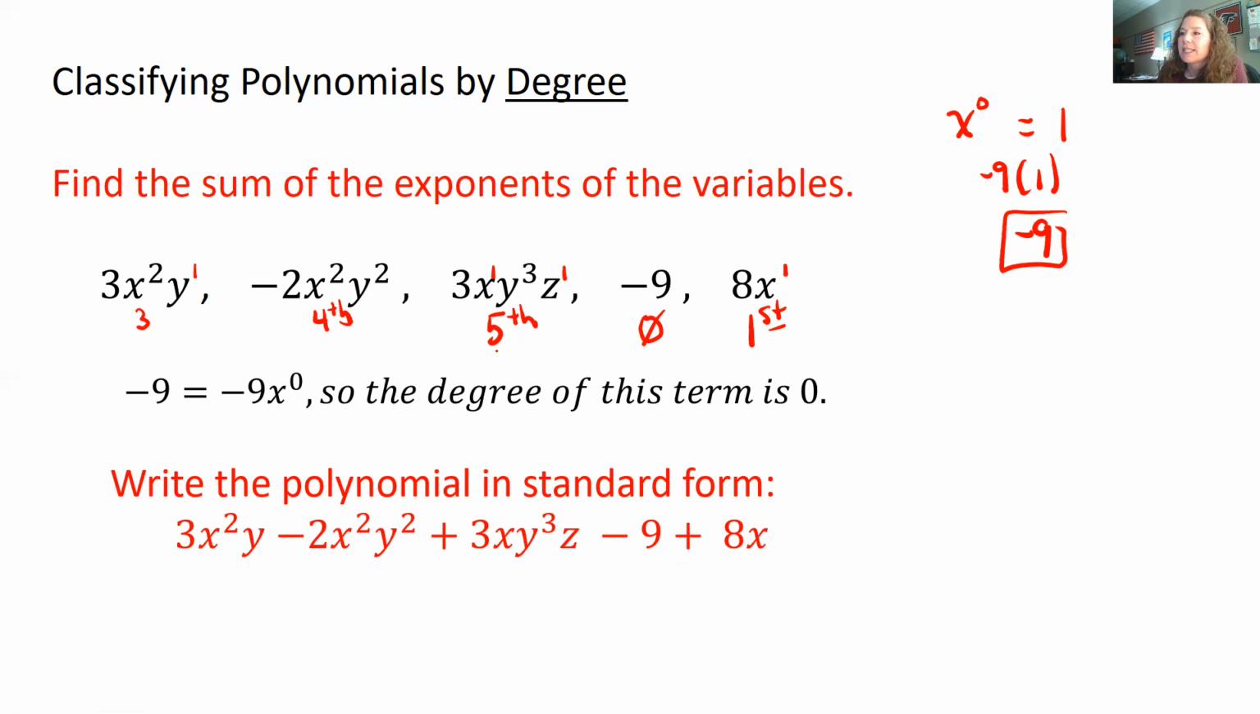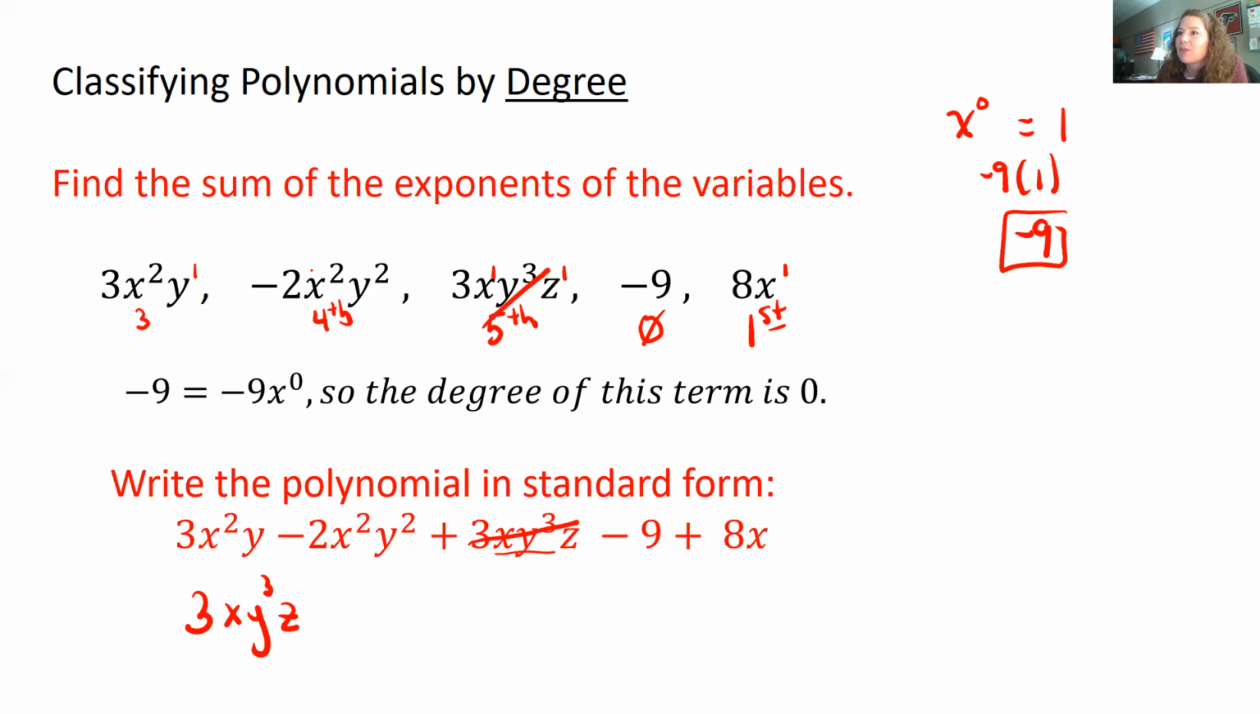So our biggest degree is to the 5th degree. So that means that this one is going to be listed first, 3x y to the 3rd z. That's the 5th power. It's not the 5th power, it's 5th degree. I'm sorry. All right, so we got rid of that one, and that's a positive, right?